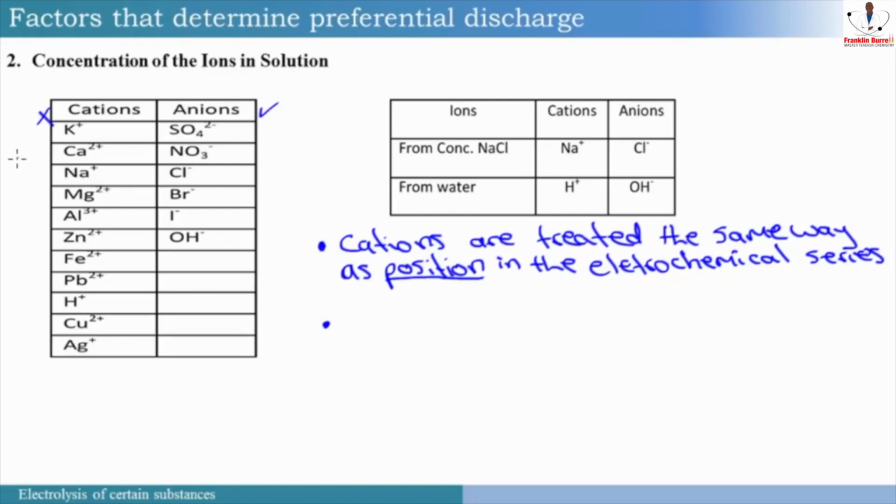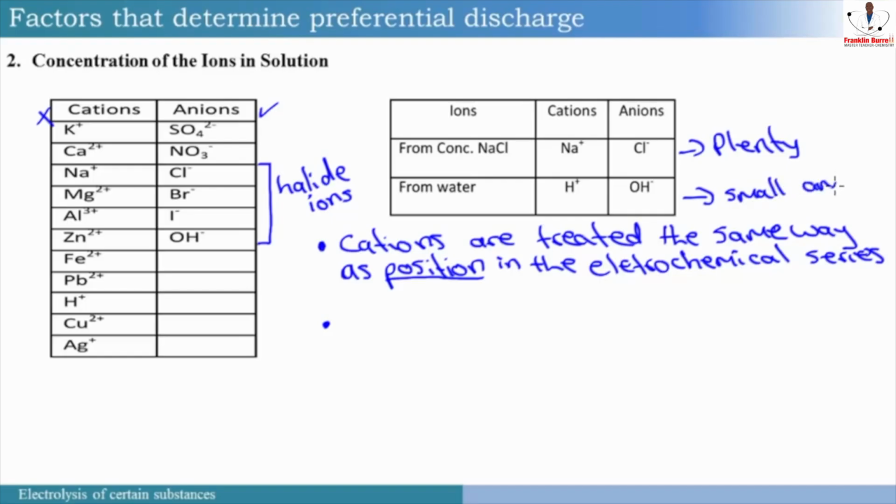So for the cations, we will use position in the series, while the anions, if it is concentrated, then we look mainly at the anions. But more importantly, it deals with the halide ions. When we say concentrated, it means that we have a lot of the halide ions or the negative ions present over the OH that is present in water. So in this case, the anion would be plenty here, while the OH in the water and the H plus would be in small amounts.